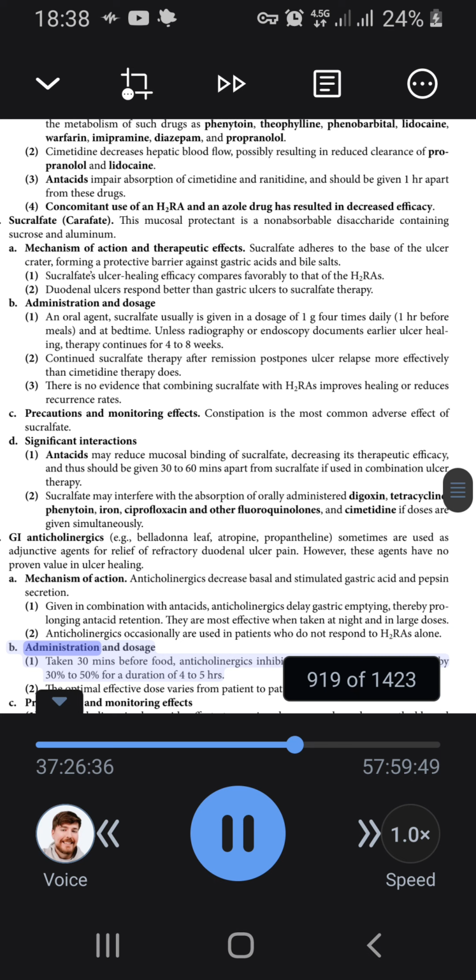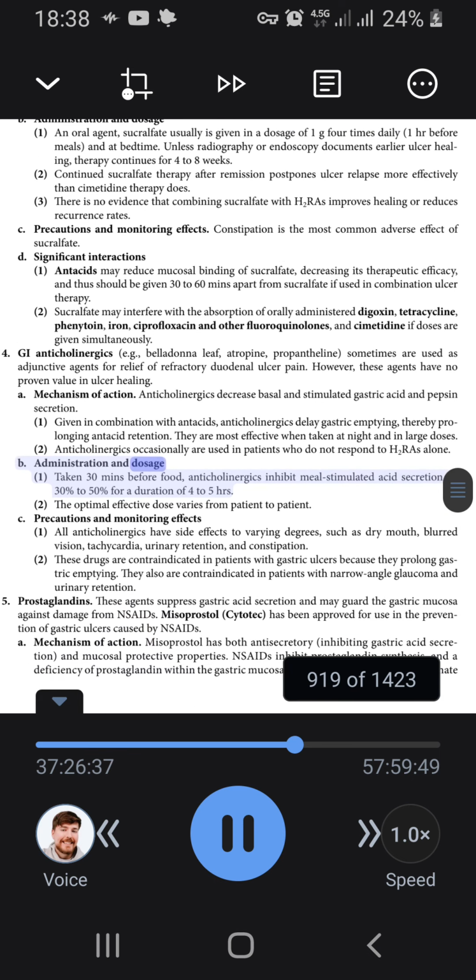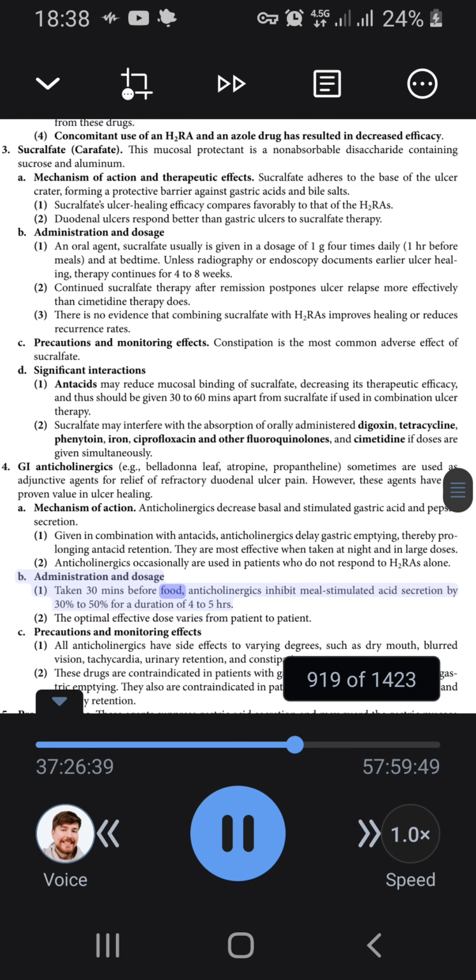B. Administration and dosage. 1. Taken 30 minutes before food. Anticholinergics inhibit meal-stimulated acid secretion by 30% to 50% for a duration of 4 to 5 hours. 2. The optimal effective dose varies from patient to patient. C. Precautions and monitoring effects.